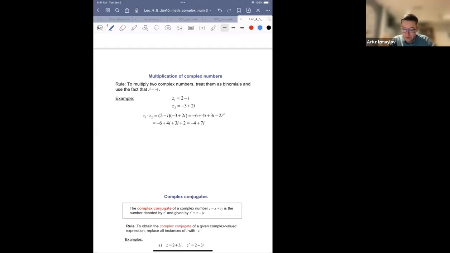Okay, so when you multiply, you need to account for the fact that i squared is -1. So this is a simple example: 2 minus i, and this is -3 plus 2i. If you need to multiply them, we go multiplying and then cross terms. Don't forget about them: i with 3 and 2i with 2. Right, so that's what you get.